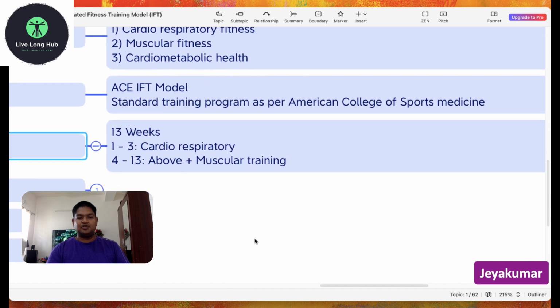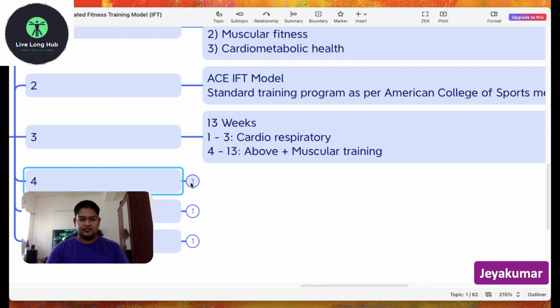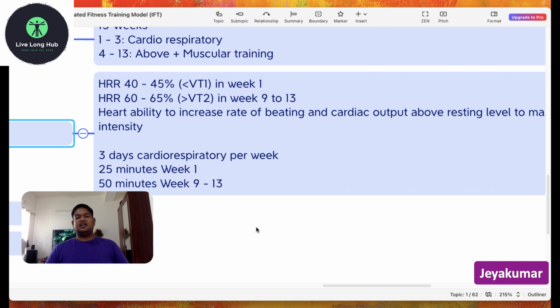So the method is going to be 13 weeks of exercise. Week 1 to 3 is going to be cardiorespiratory. Week 4 to week 13 is going to be cardiorespiratory plus the muscular training. So if you see week 1, the heart rate reserve is going to be 40 to 45%, which is going to be less than the first VT1. And then week 9 to week 13 is 60 to 65% of HRR, which is greater than the second threshold.